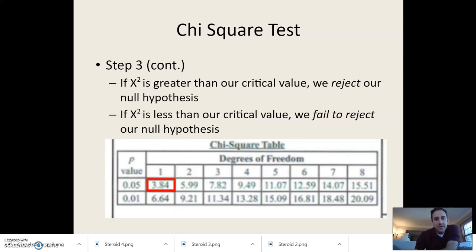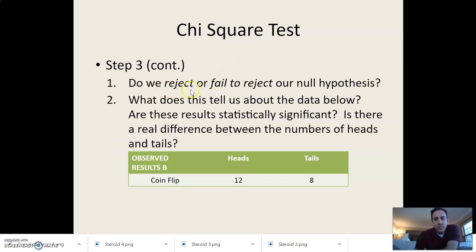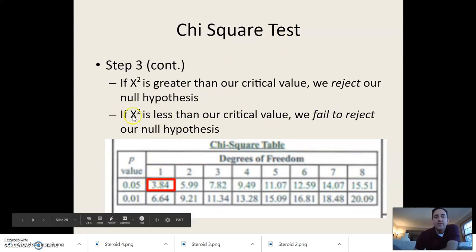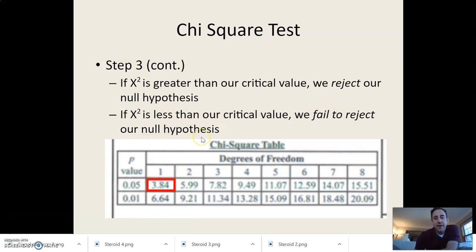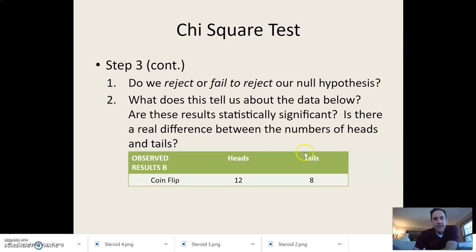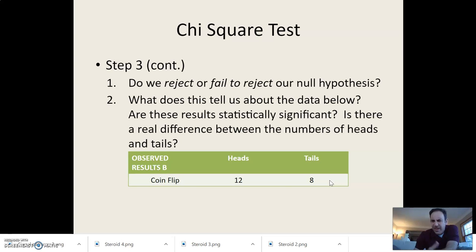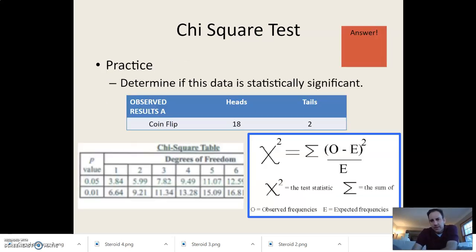So if you look at our numbers, did we reject or fail to reject? Well, our value was 0.8. The critical value was 3.84. So chi-square is less than our critical value. We fail to reject our null hypothesis, which means we're basically saying there's really no statistically significant difference between a coin flip of 12 and 8 and a coin flip of 10 and 10. And that, I think, meets your expectations, right? Because 12 and 8 is pretty close.